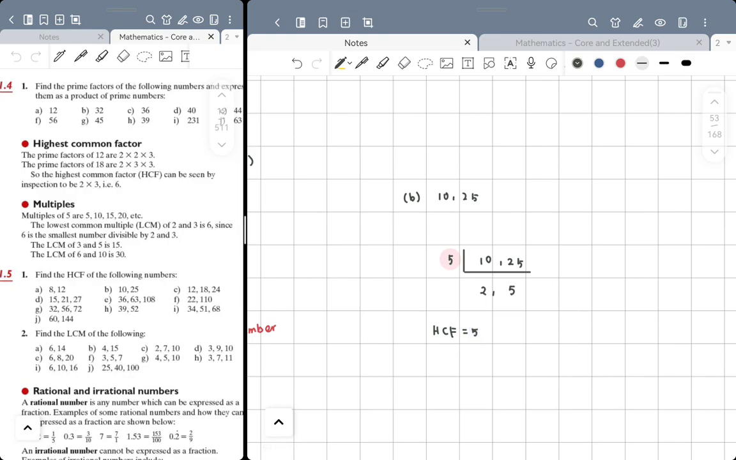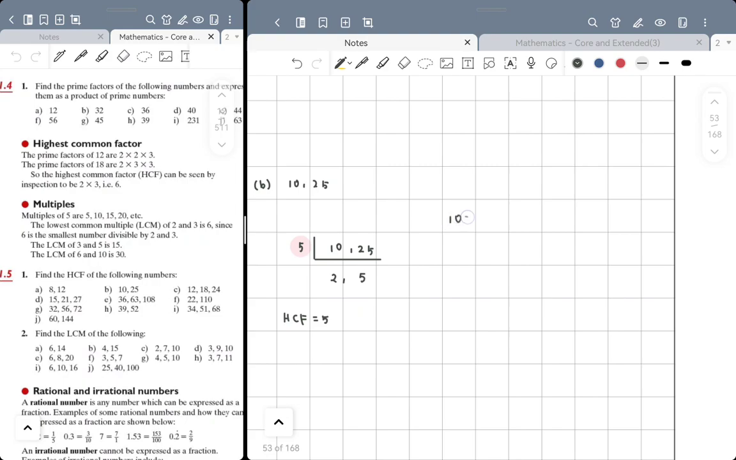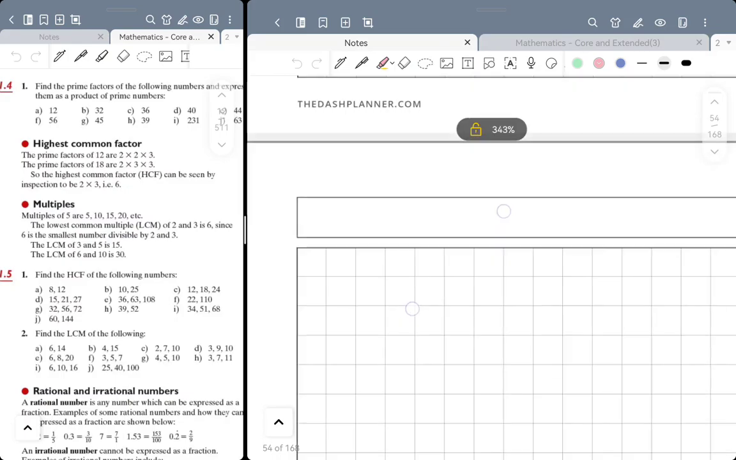It actually works the same way. Or if you want to try listing it out, go ahead. 10 equals 2 times 5, and 25 equals 5 times 5. And you'll see that what is in common is the number 5. So this is HCF.